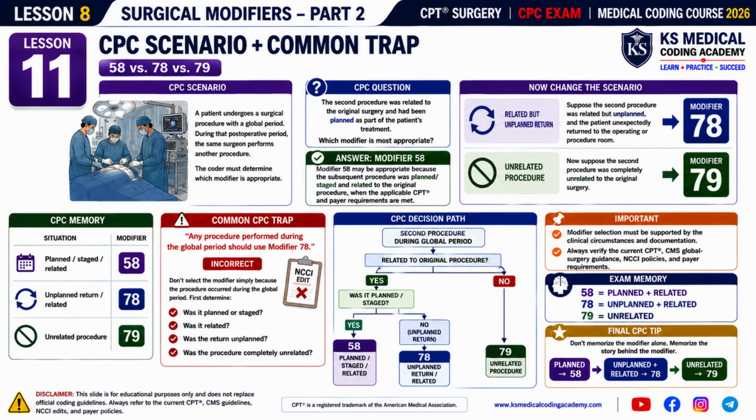The key exam memory is: planned, 58. Unplanned plus related, 78. Unrelated, 79. Don't just memorize the modifier. Memorize the story behind the modifier.